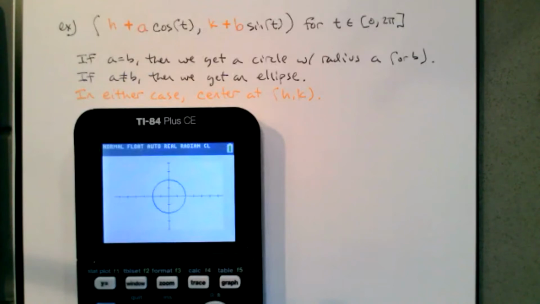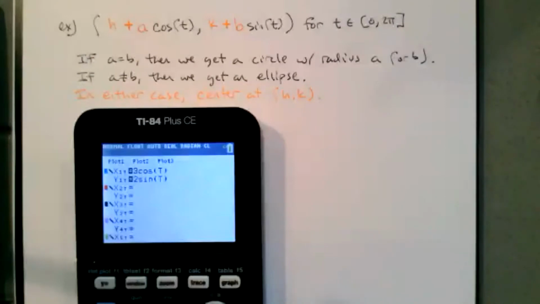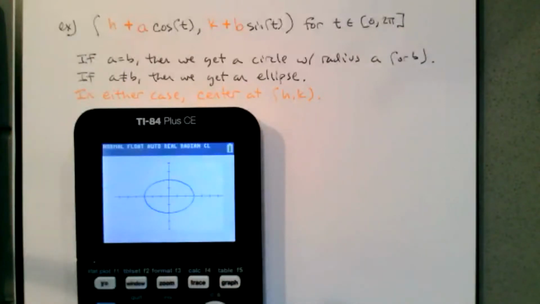If instead of multiplying by the same value, let's say I multiply the cosine by 3, then what happens is we flatten our circle out, or stretch our circle out into an ellipse. It's stretching more in the x direction than it is in the y direction.